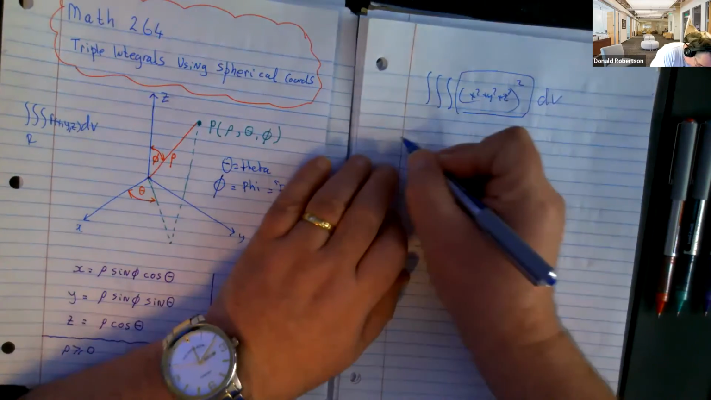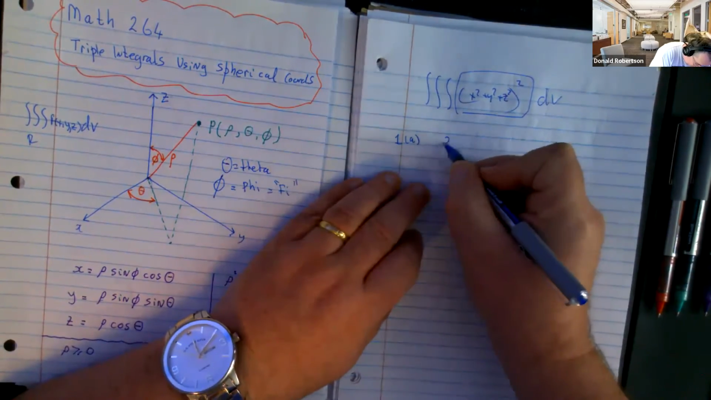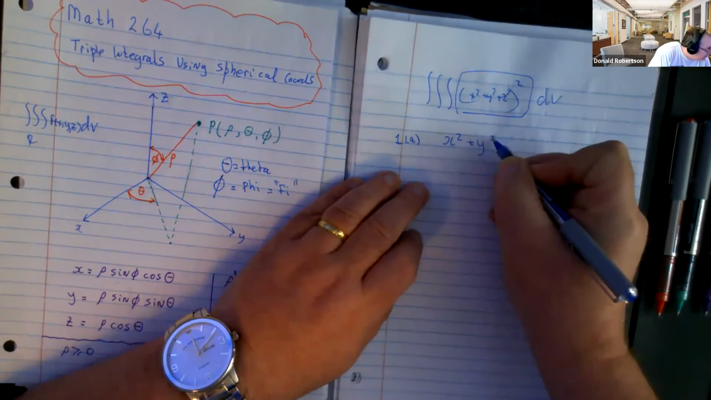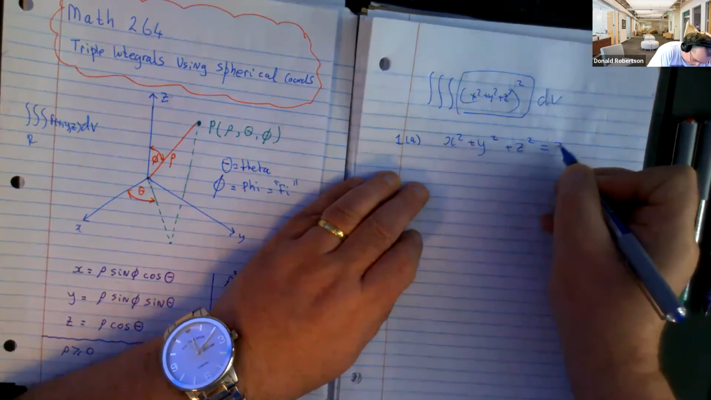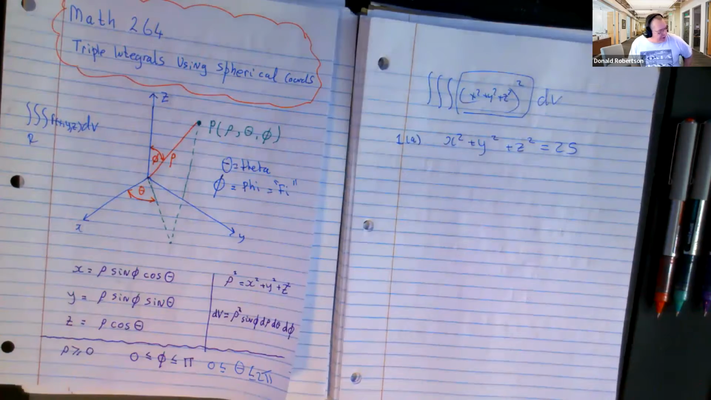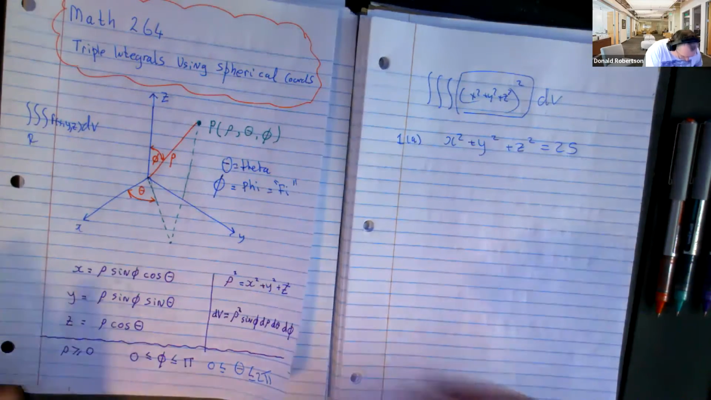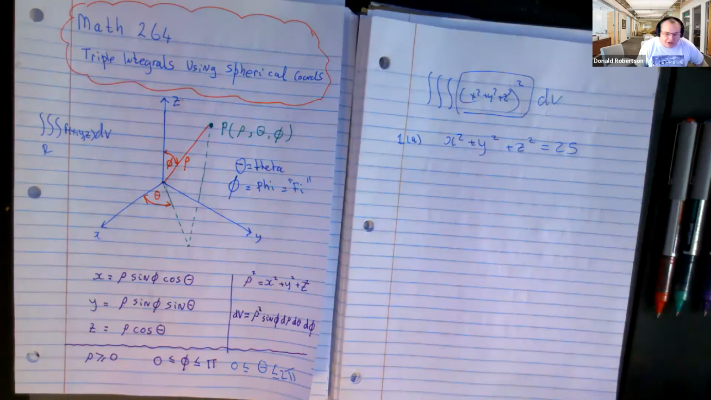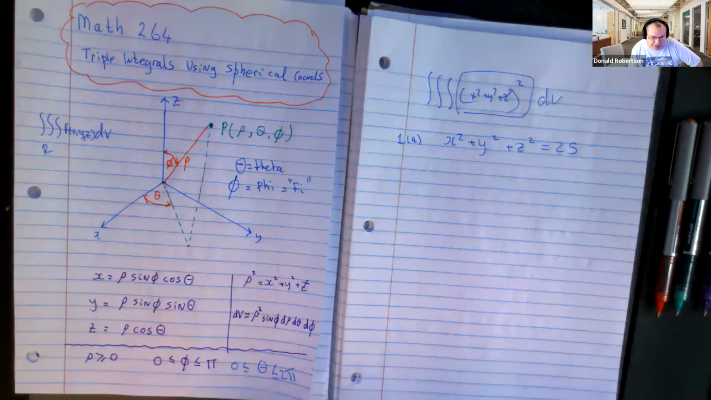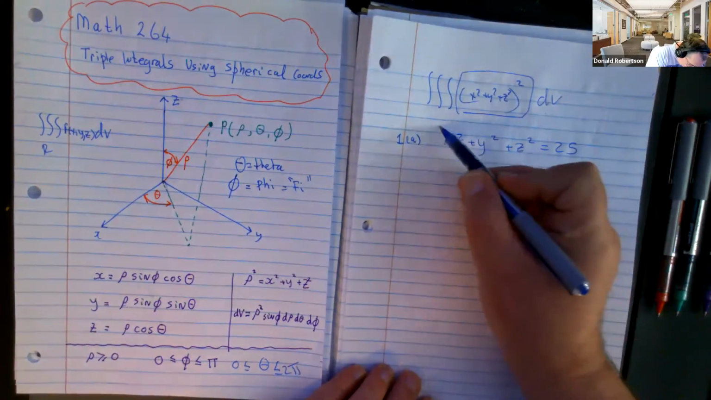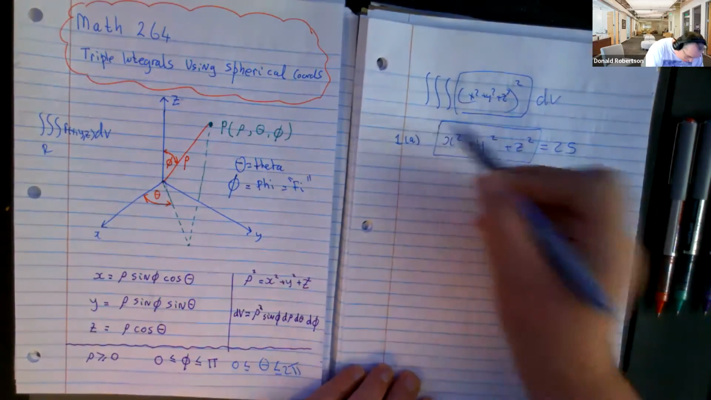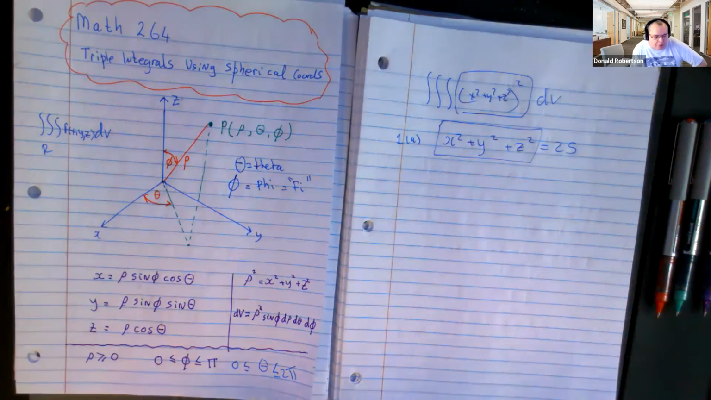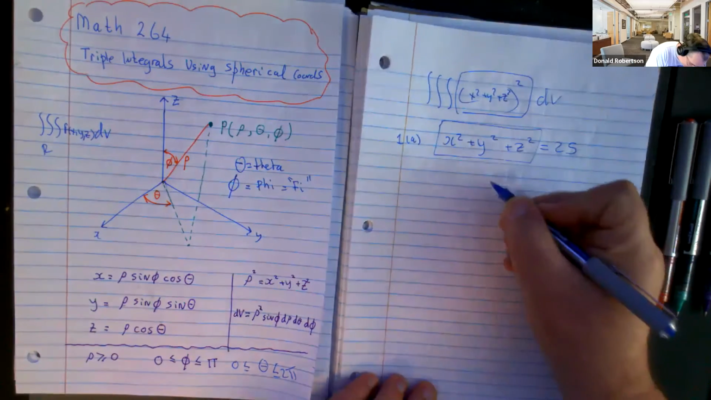So here is question 1a. And we're taking a region that looks like that, and we're going to convert that into its spherical coordinate system. That guy is pretty easy to do. What does that whole package become in terms of rho, theta, and phi? Isn't it rho squared? Yeah.